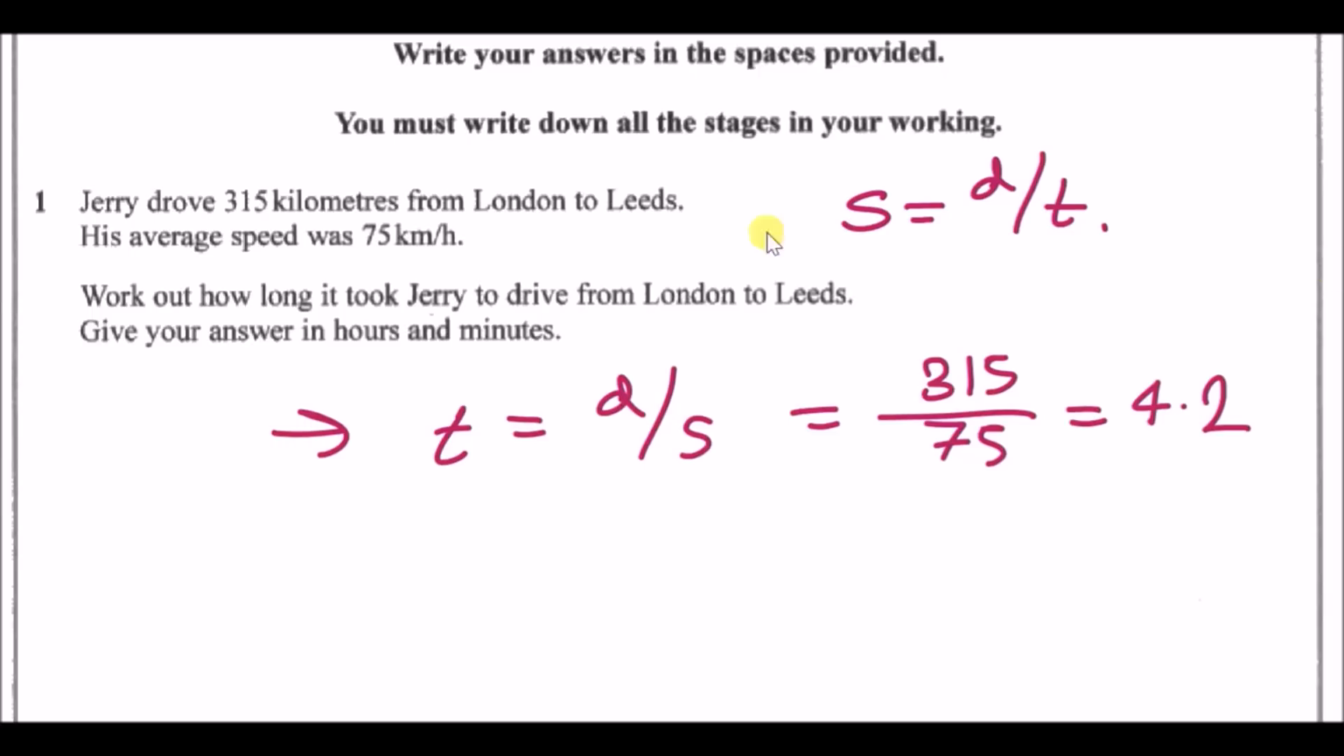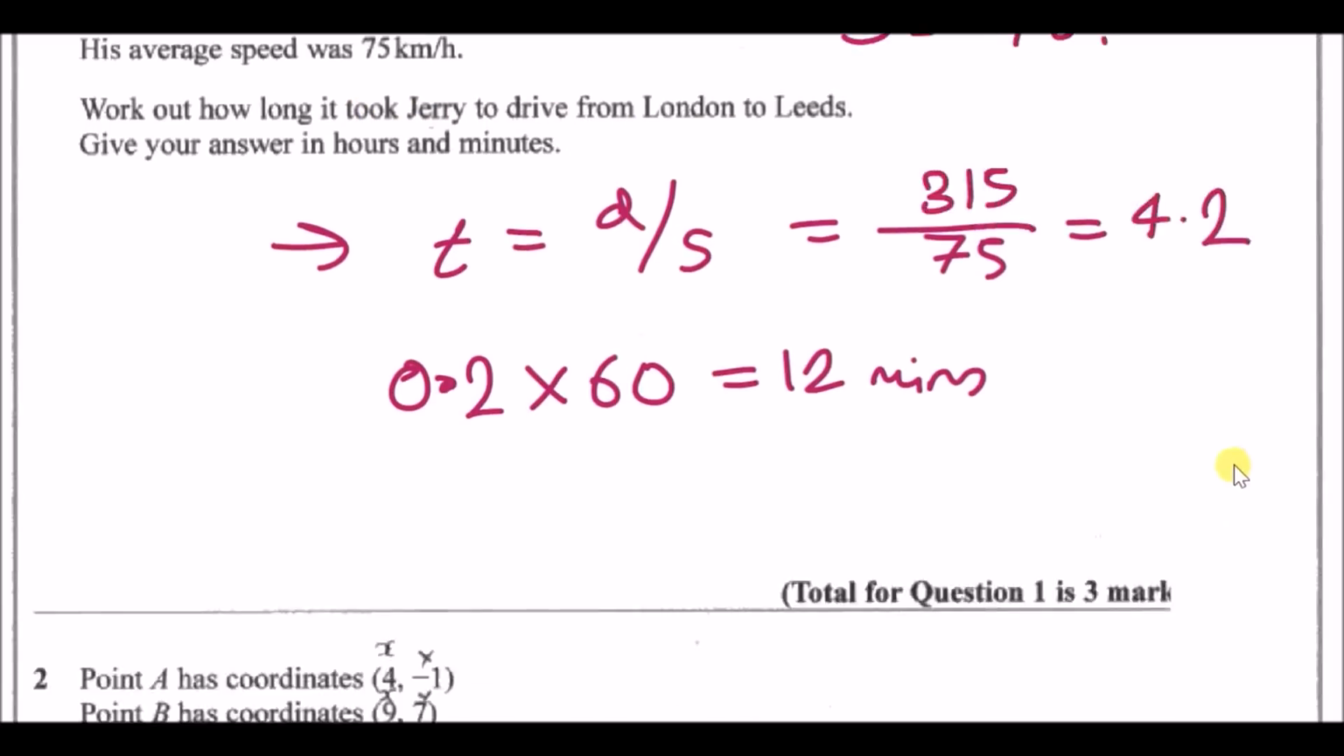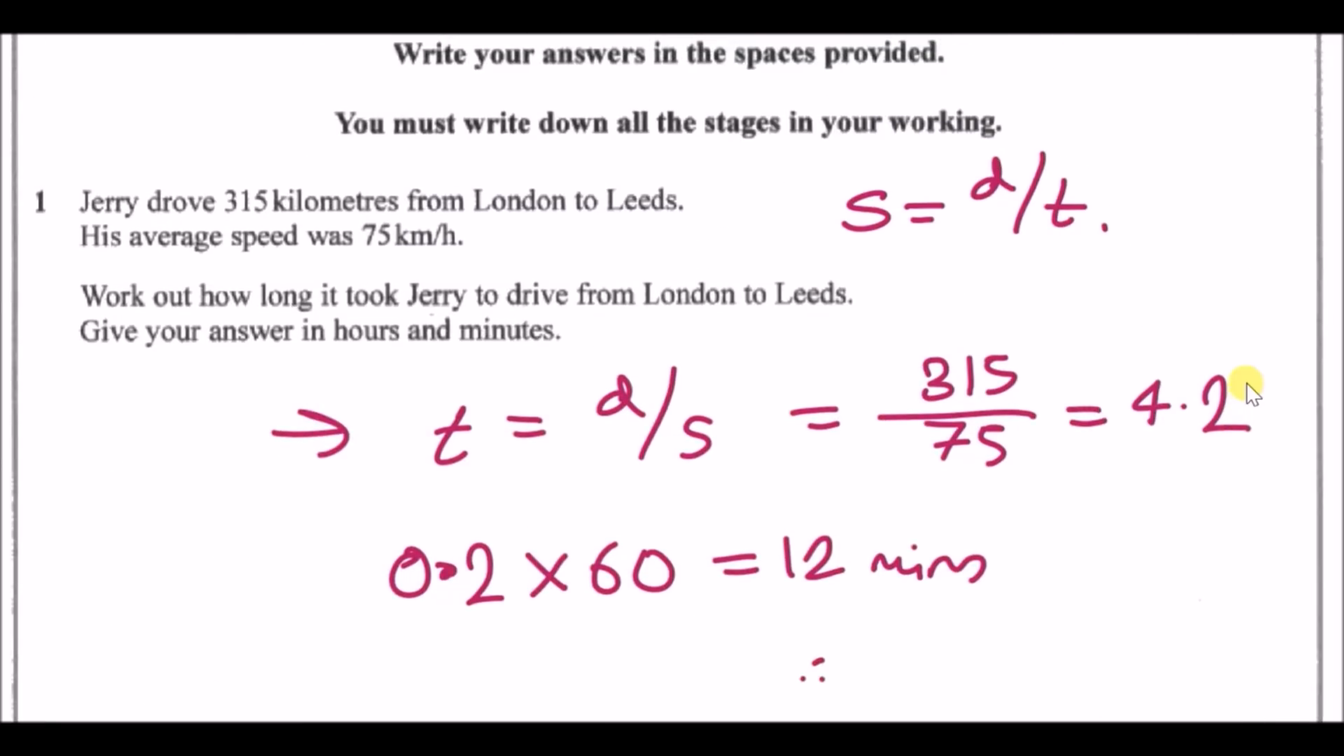Okay, now be careful. It says give your answers in hours and minutes. Remember, this is 4 hours, but the 0.2 does not mean 2 minutes or 20 minutes. So you've got to be careful there. In order to get minutes, we take the 0.2 bit of the 4.2 and multiply that by 60, because we know there's 60 minutes in an hour. And when you do that, you will get 12 minutes. So this means that the time it took Jerry to drive from London to Leeds was 4 hours and 12 minutes. So we just write here, therefore, t equals 4 hours and 12 minutes.